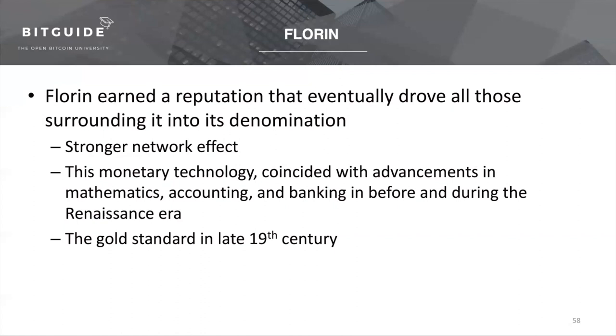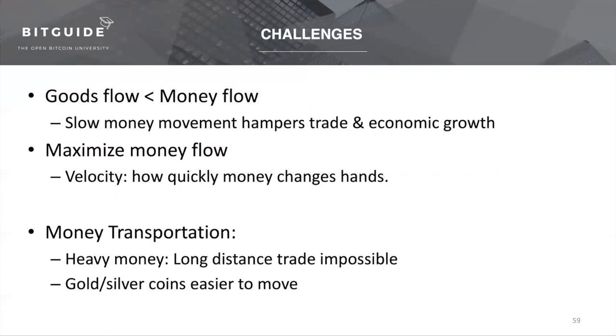Formation of this new trustworthy money also coincided with advancements in mathematics, accounting, and banking during the Renaissance era. And the combination of these allowed the florin to become the bedrock of the new monetary world until we get to the gold standard era in the late 19th century. So let me take a moment here and explain in more depth, how is it that better money allows for better economic growth? How is it that good money drives social progress?